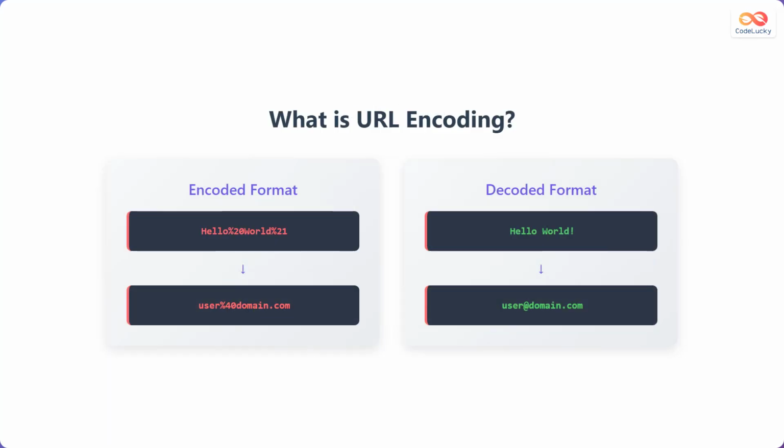URL encoding is a method used to convert special characters into a format that can be safely transmitted over the internet. For example, the text "Hello World!" with an exclamation mark becomes "Hello%20World%21" when encoded. Similarly, an email address like user@domain.com becomes user%40domain.com. The URL-decode command reverses this process, making the data human-readable again.